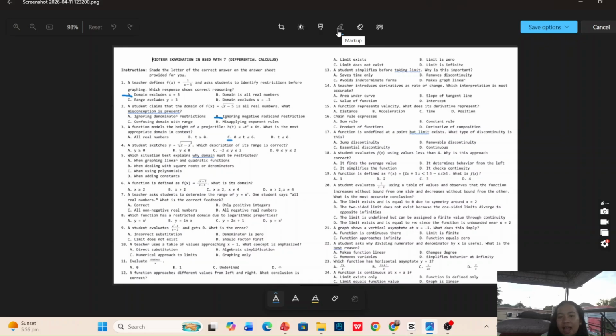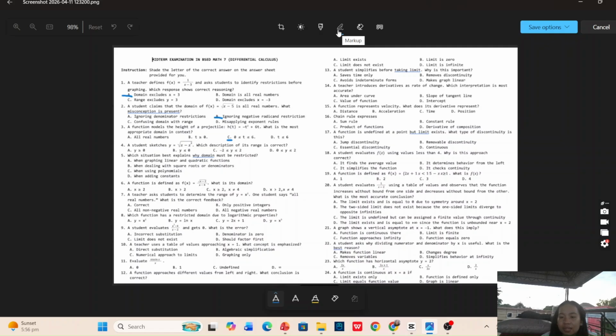Number 17. A function is undefined at a point but the limit exists. What type of discontinuity is this? Among the choices, which are jump discontinuity, removable discontinuity, essential discontinuity, or continuous, the correct answer is letter B.